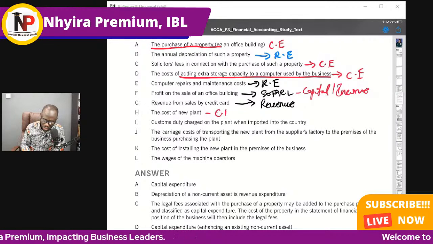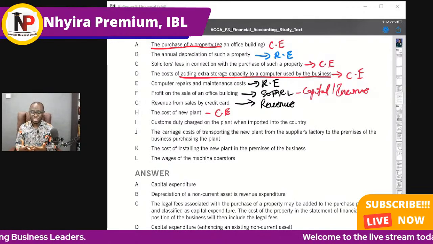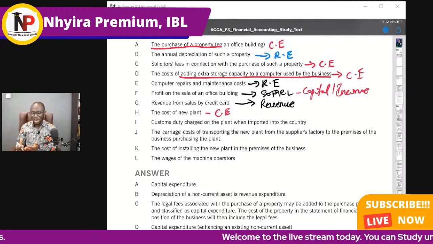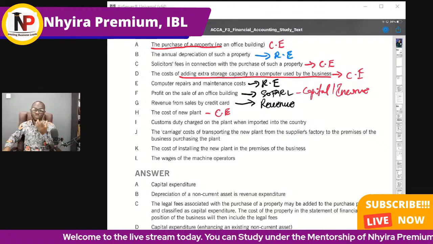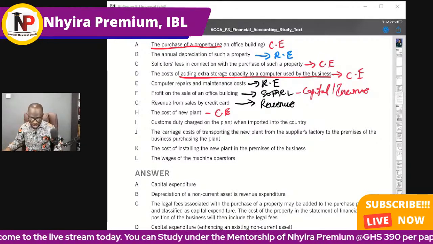Then the cost of new plant. Definitely, that is going to be a capital expenditure. The organization is buying a new plant, so we recognize it as a capital expenditure in the financial statement of the organization.